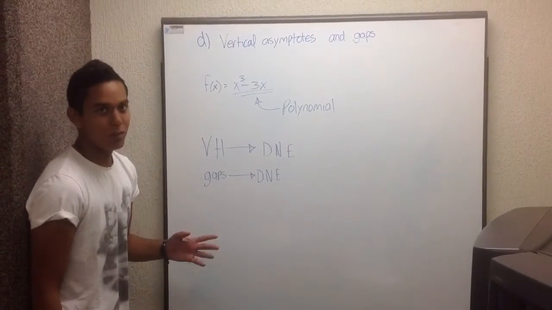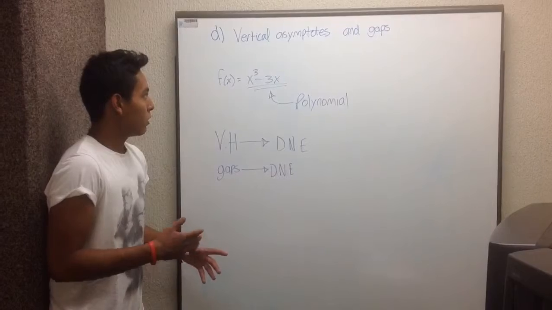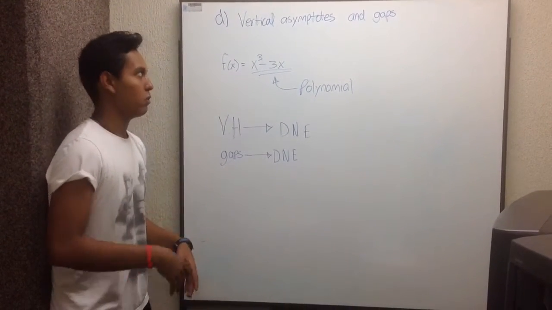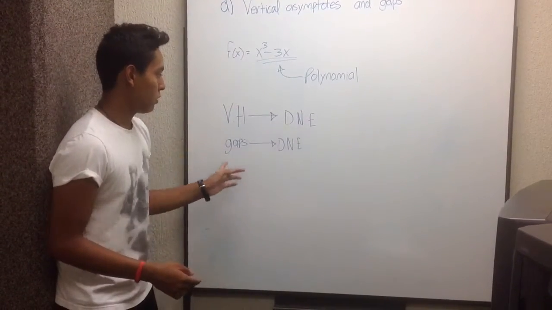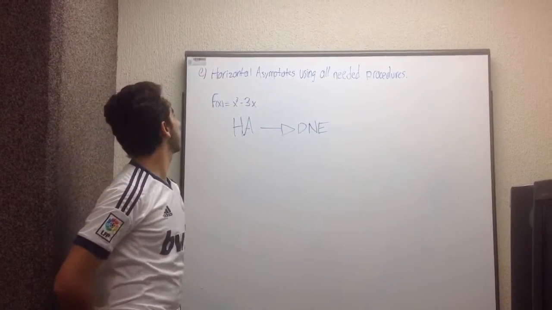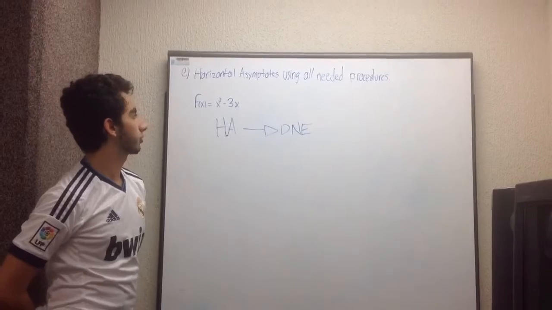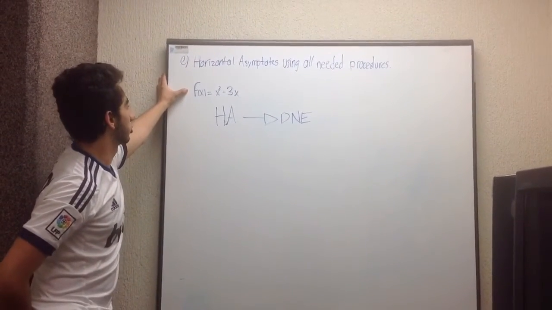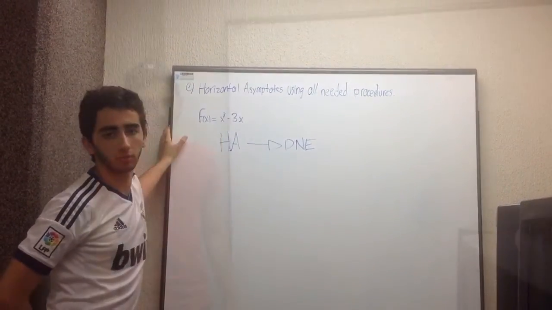For point D, we need to find the vertical asymptotes and the gaps. So this is our function, and it is a polynomial function, so we don't have vertical asymptotes, and also we don't have gaps. Okay, in point E, we have to find the horizontal asymptote using all needed procedures. This is a polynomial function, so we know that it doesn't have horizontal asymptotes.